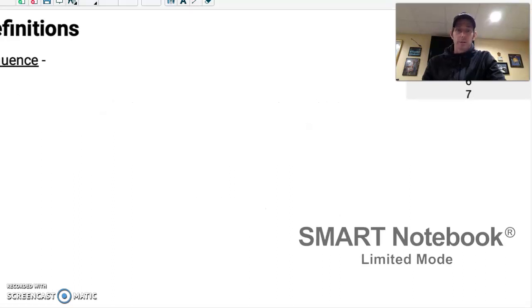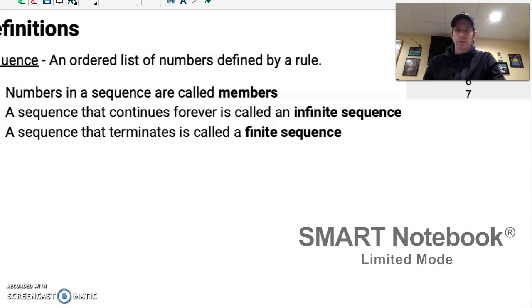Our first definition is of a sequence, since that's our brand new unit and you may not have ever heard of it. A sequence is an ordered list of numbers defined by a rule. It's very important that there's a rule. The numbers in the sequence themselves are called members of the sequence. A sequence that continues forever is infinite, and a sequence that terminates or comes to an end is called a finite sequence. So again, a sequence is the ordered list of numbers that have to be defined by a rule.